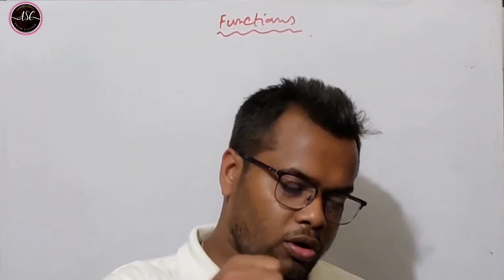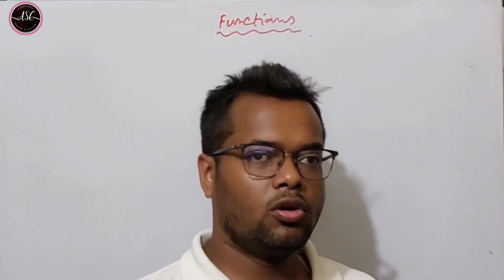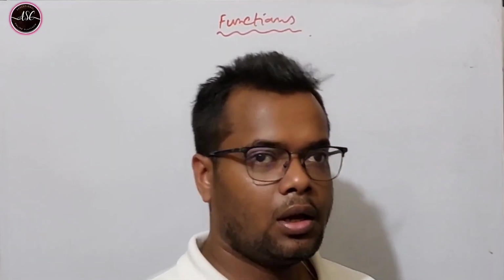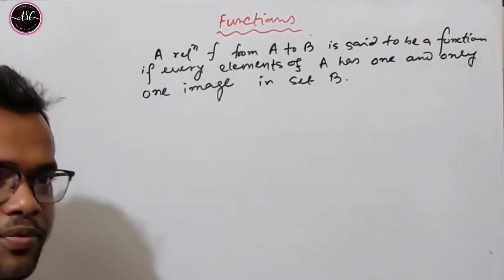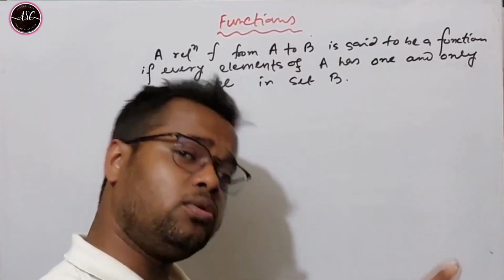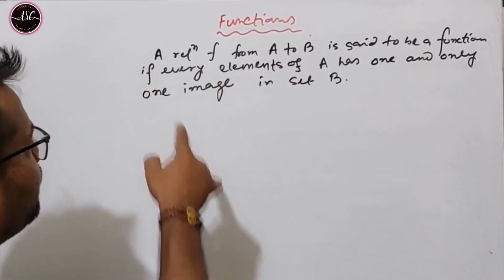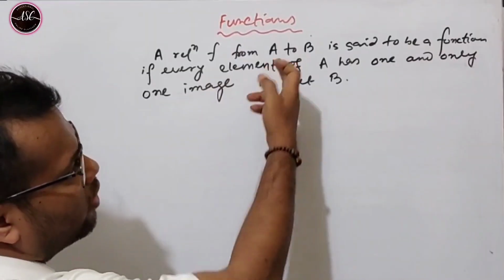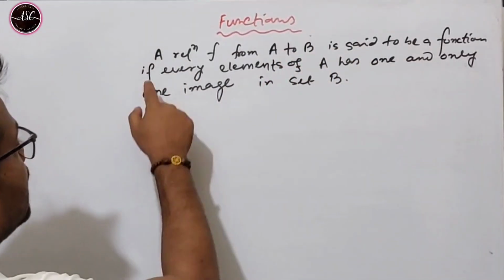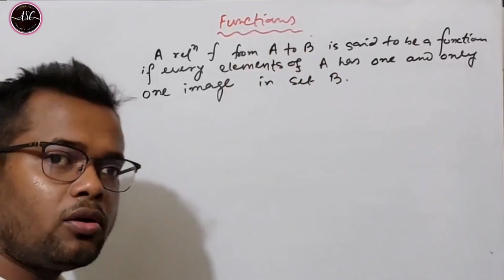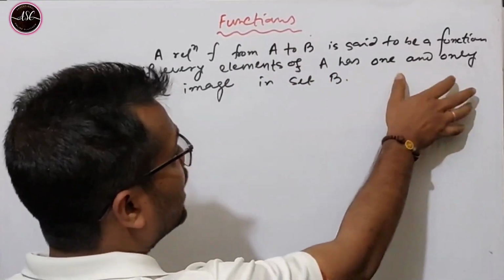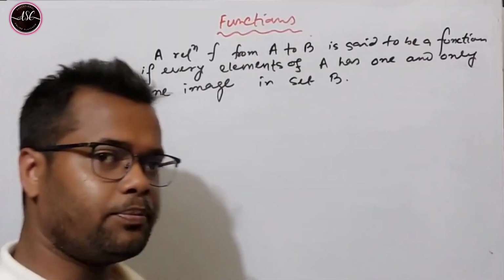Okay, we are going to learn about the function. This is the most important topic in mathematics. Okay, we can visualize the function as a rule. Okay, let's see the description. What is a function? Function is also a relation. A relation F from A to B is said to be a function if every element of A has one and only one image in set B.